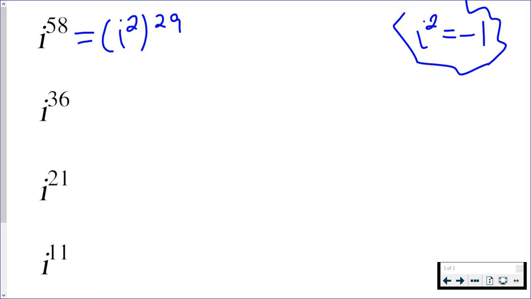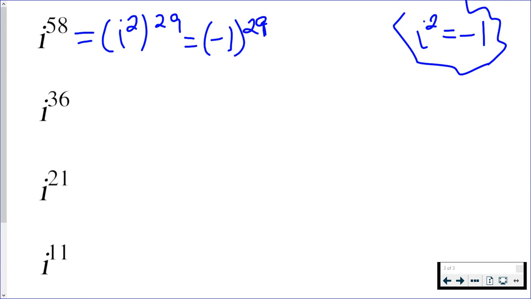And now, following my exponent rules, these would get multiplied together because, like I said earlier, when you have an exponent and you're raising to another exponent, you multiply. So this is the same thing. I haven't changed any values. Now, knowing that i squared is -1, I'm going to make that substitution. So this is really just -1 raised to the 29th power.